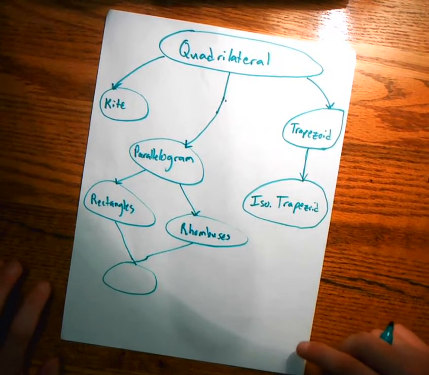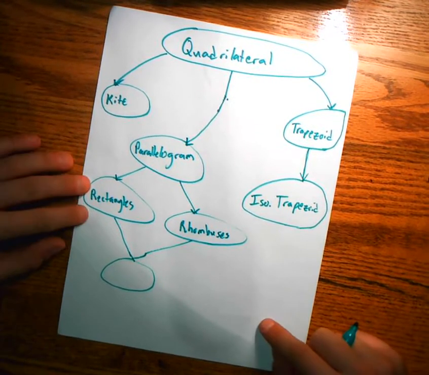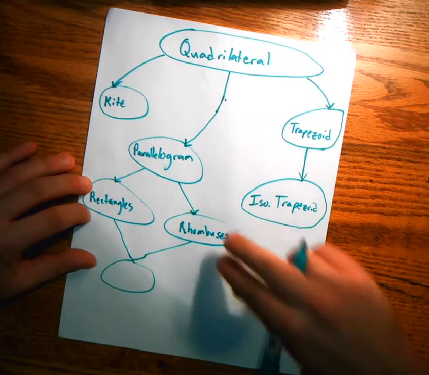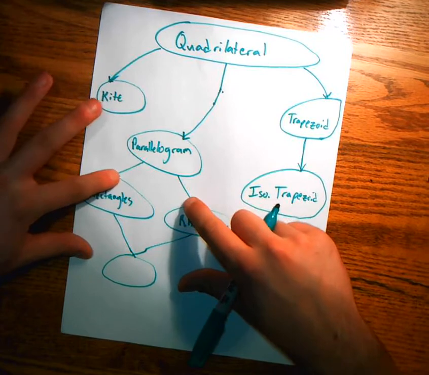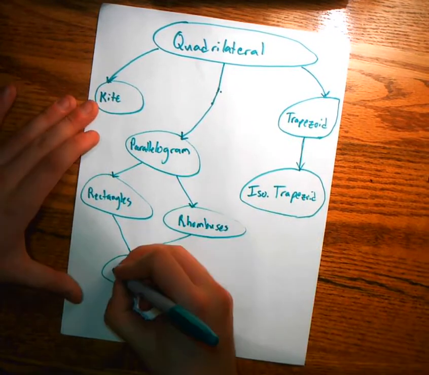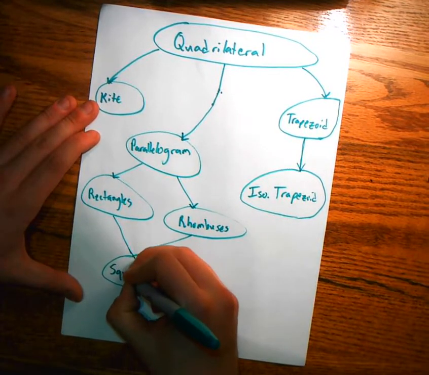Rhombuses or rhombi, either one. So rectangles have all 4 right angles, and rhombuses have all 4 congruent sides. Both of these are parallelograms, so that's why they branch off separately. And then the last one that we talked about is a square.